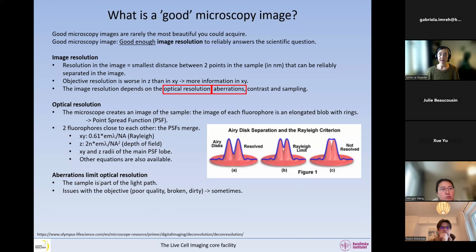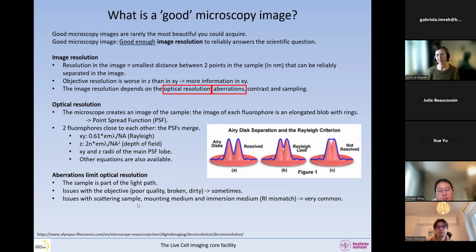The issues that we could have with the objectives could be like the objective can be bad quality, and therefore the colors are ending up at different Z levels, for example. The objective could be broken. It could be dirty. It's very common that people by mistake put oil on an air objective, for example, and that definitely needs to be cleaned. So that happens sometimes. But most of the time, the problem that we have is with the sample.